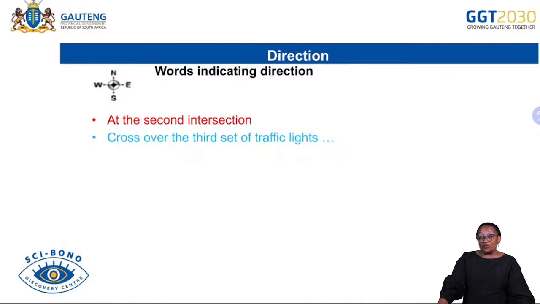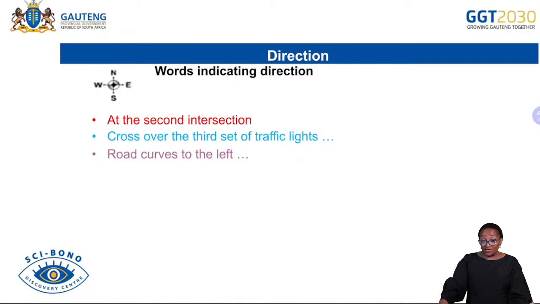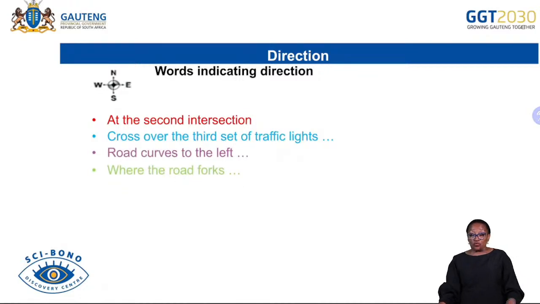Many a time, instead of saying cross over the third set of traffic lights, many of you write jump the robot. And that is an error there. You cannot jump the robot. Instead of robot, we use traffic light. Instead of jumping, you cross over the third set of traffic lights. Are we now getting it? Yes. The road curves to the left of, then you will indicate the landmark that you would love to use there. And where the road forks, keep right or keep left.